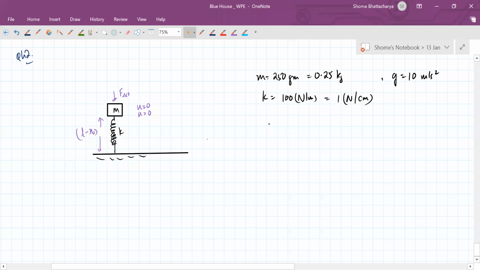Now the initial compression you are giving the spring is 10 centimeter. It's compressed to 10 centimeters less than its natural length. Or you can write it as 0.1 meter. So when you release it at this position, you can see that. So when you withdraw the external force, immediately at that moment, you will see now you remove the force. So the block will experience spring force upwards and mg downwards.